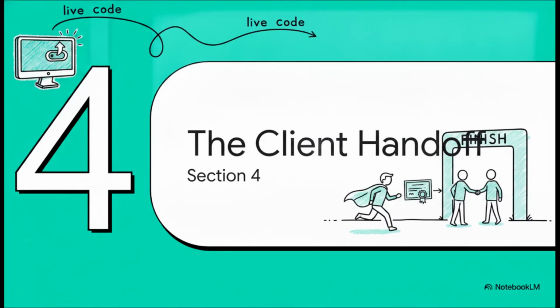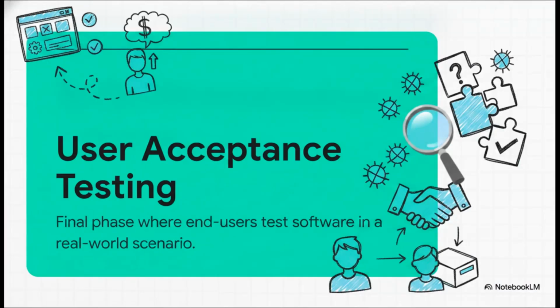Section 4, the client handoff. Let's unpack a really critical industry acronym, UAT, or User Acceptance Testing. This is the final phase where the end users actually take the wheel in a real-world scenario. We aren't hunting for tiny, obscure code bugs anymore. No, this is the exact moment the client actually realizes the value of their investment by asking one very simple question. Does this actually solve my business problem?